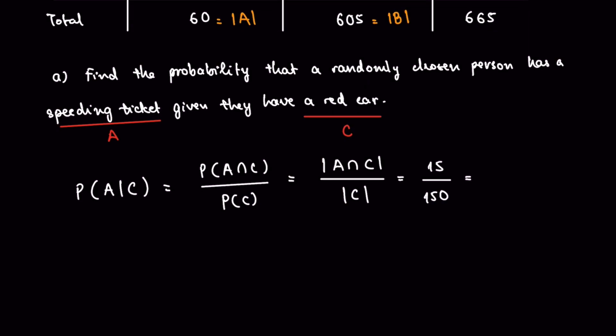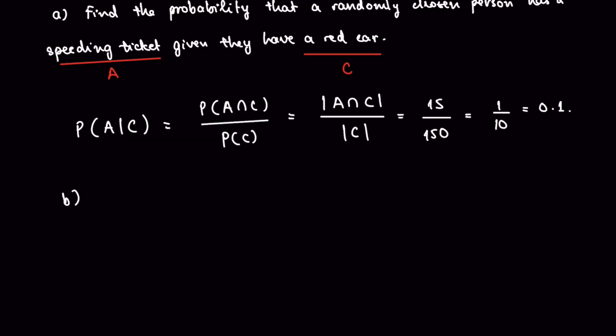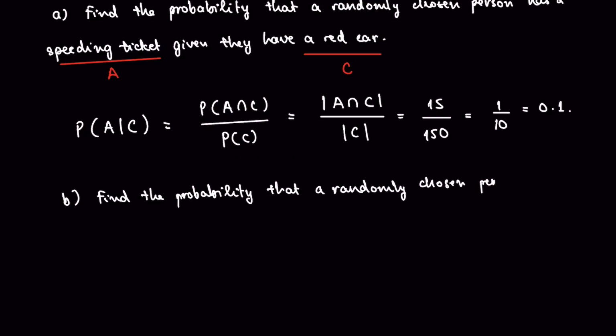Therefore, the result is going to be 1 over 10, or this is equal to 0.1. So there is a 10% chance that a randomly chosen person has a speeding ticket given they have a red car. Now for problem B, I want to find the probability that a randomly chosen person has a red car given that they have a speeding ticket.